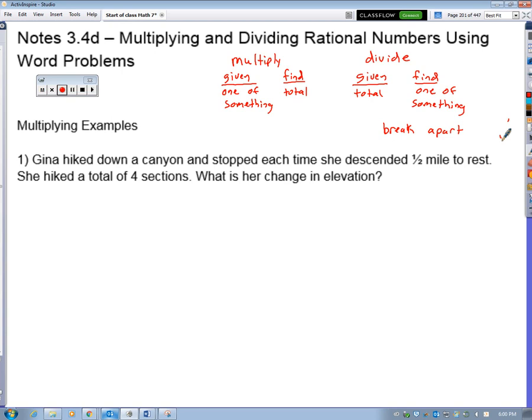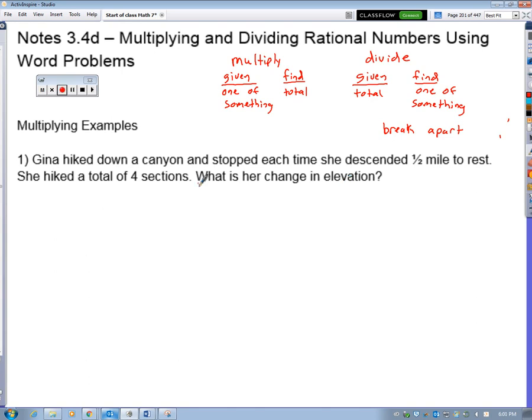Alright, let's take a look at some multiplying examples. Following our steps for solving word problems, we're going to read through it first and get a visual. Gina hiked down a canyon and stopped each time she descended 1/2 mile to rest. So picture her hiking down. She goes for a 1/2 mile, then she stops to rest. She hiked a total of 4 sections. So this means she did this 4 times. She went a 1/2 mile, rested, went another 1/2 mile, rested. She repeated that 4 different times. What is her change in elevation? Basically, how far did she go?